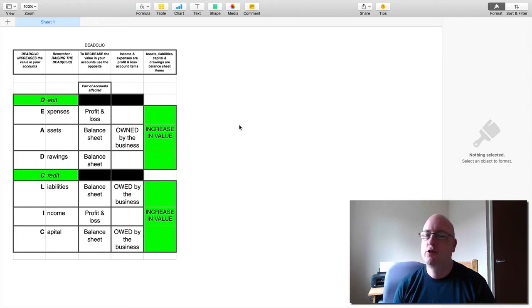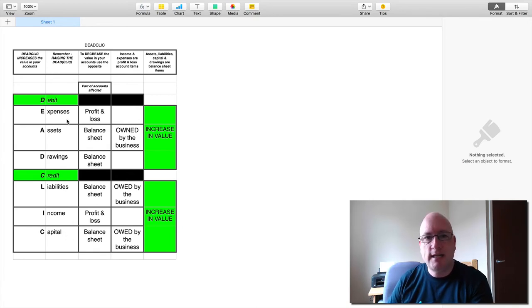So I try to teach this method when I'm teaching double entry bookkeeping, and hopefully when I talk you through this chart on the screen, it will make sense. So first of all, I'm going to explain what DEADCLIC actually stands for. If we look down the left hand side of this chart, the DEAD of DEADCLIC is for debit, expenses, assets and drawings, and the CLIC is credit, liabilities, income and capital.